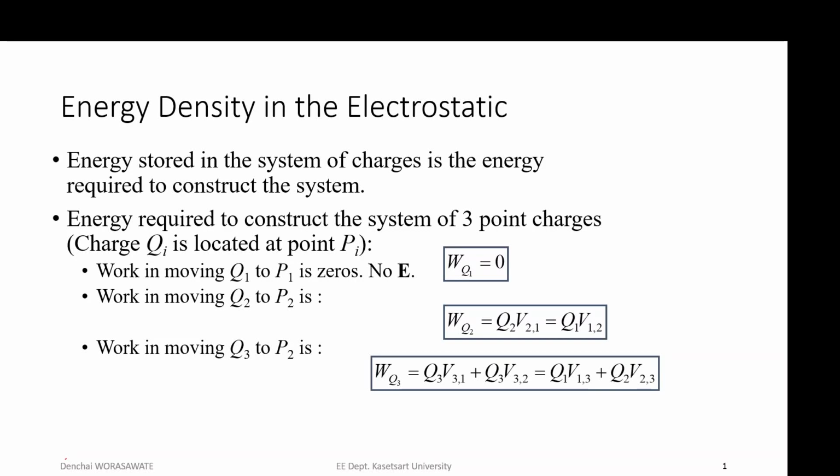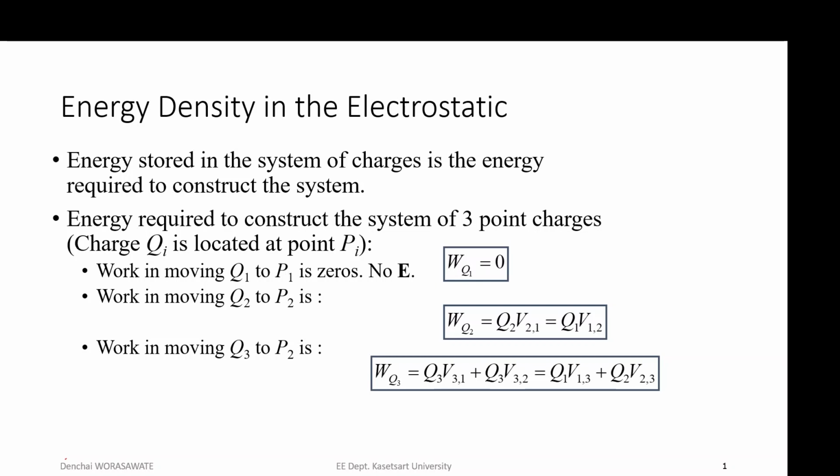This is about energy density in electrostatics. The energy stored in the system is the energy required to construct the system. How much work do we push into the system? For example, if we have a system of 3 point charges, I need to move the 3 charges to each location one by one.